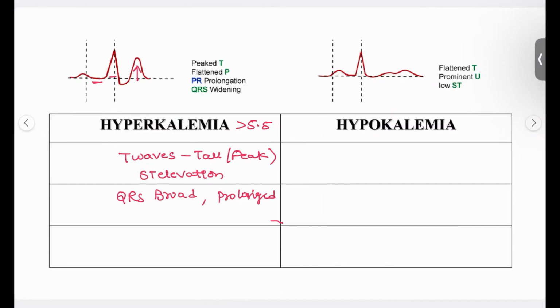So it is a prolonged PR interval. What is the treatment of choice? Usually this can cause severe diastolic arrest in the patient. If the patient has a potassium level of more than 8 millimoles, it will easily cause cardiac arrest. So what we can do in this patient is give treatment with IV calcium gluconate.